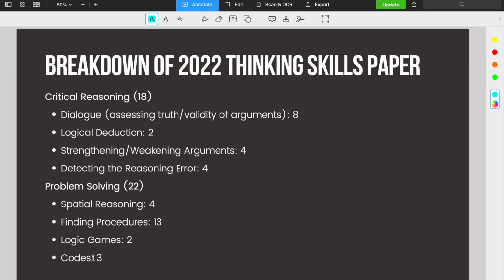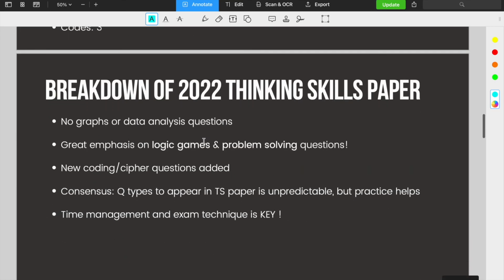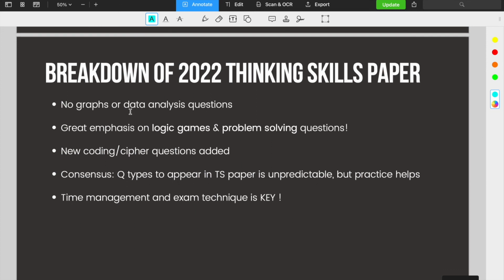There were some codes and cipher questions, 3. So this was the overall distribution. In terms of general comments, there were no graph or data analysis questions, so none of the relevant selection or finding similarity questions. And there was a great emphasis on logic games and problem-solving questions. There were some new coding and cipher questions added. So the consensus is basically question types that will appear is quite unpredictable, but practice really helps. And time management and exam technique is crucial. It's the most important thing, especially when you have very, very limited time.